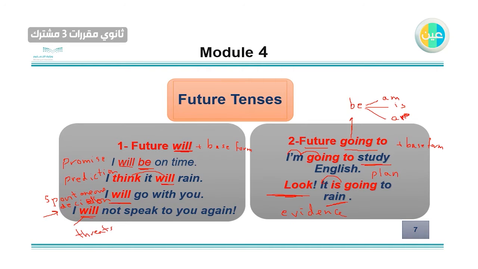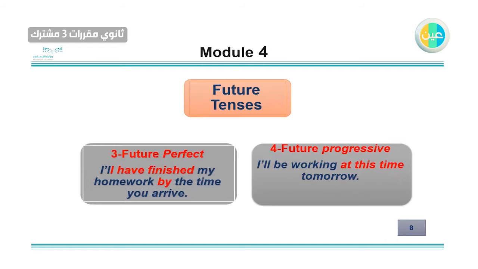Number 3. Future perfect. When I say future perfect, I mean what? What do you think? When I say future perfect, I will use will. After will, of course, when I say perfect, I mean have or has. But here, because you have will, you should use have, the base form. So will have, and then the past participle of any verb, the third form. So this is a future perfect. How can we make it? When can I use future perfect?